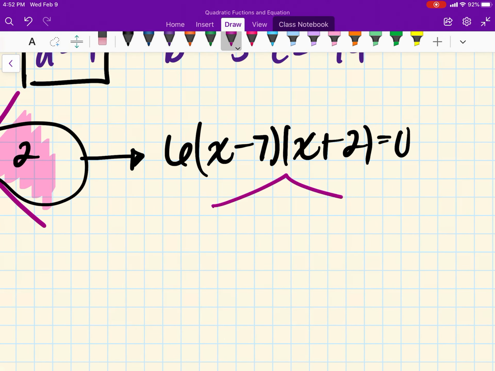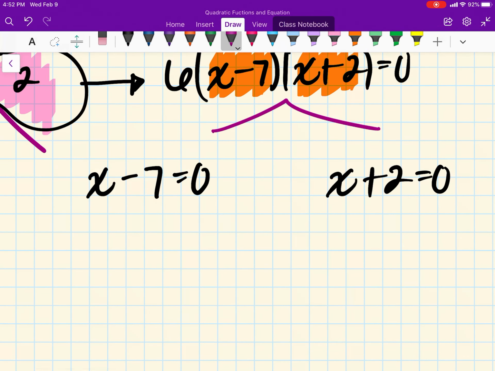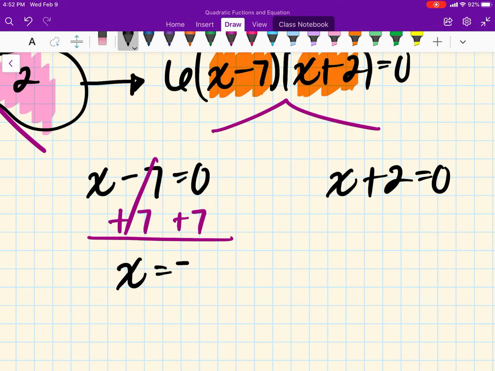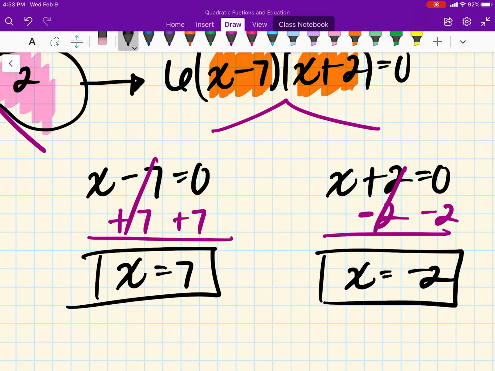Now, from here, guys, we're going to go ahead and make only the expressions that have a variable equal to 0. So these two are the only ones. So I have x minus 7 equals 0, and x plus 2 equal to 0. So let's go ahead and stop here. I'm going to go ahead and do the opposite, which is add 7. And x in this case is going to equal 7. On this side, I am going to be subtracting the 2. And in this case, x is going to equal negative 2. And that there, guys, would be our answer.